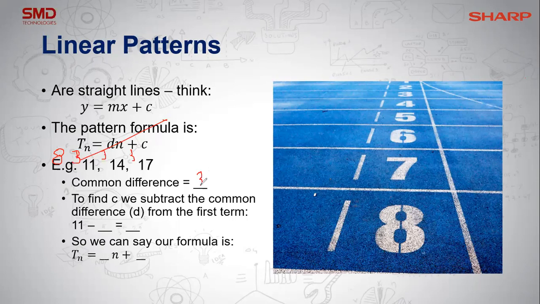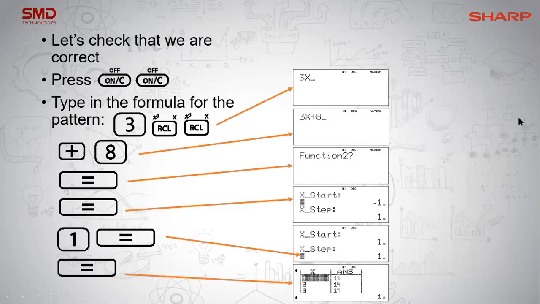Okay, so I can fill this in here. That's 8 there. So what we know is that our starting position before we add 3 for our first term is 8. And then we found the linear formula. It's really nice for grade 10 and grade 9, in fact, as well, because they don't need to know this dn plus c formula so much.